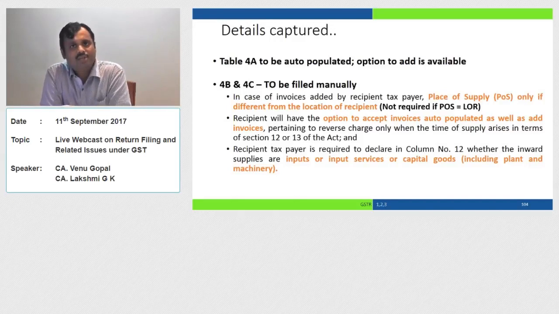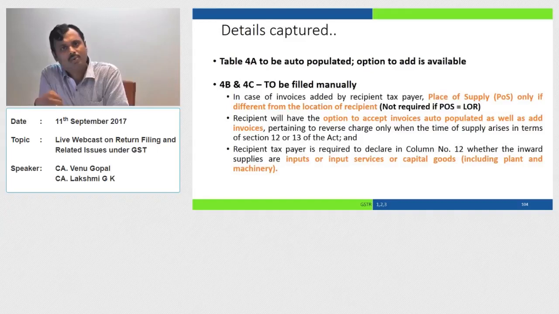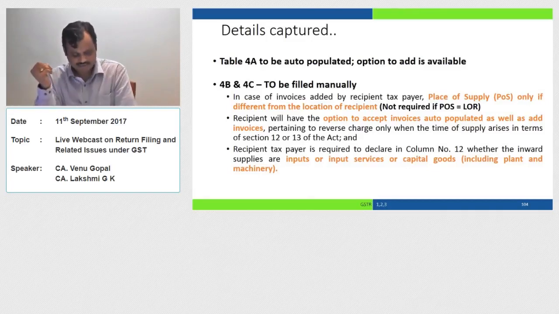Again, each invoice value, the tax to be captured. You will again have to select whether the credit is available or credit is not available. Then you will move on after column 12, whether you want to evaluate it in the current month or defer it, all those options are available.